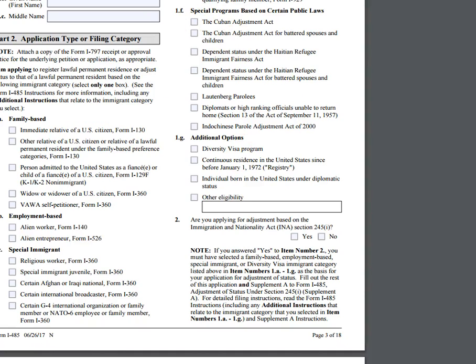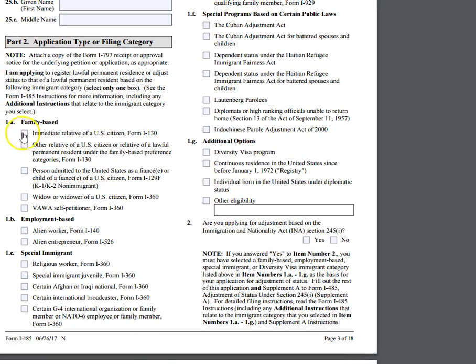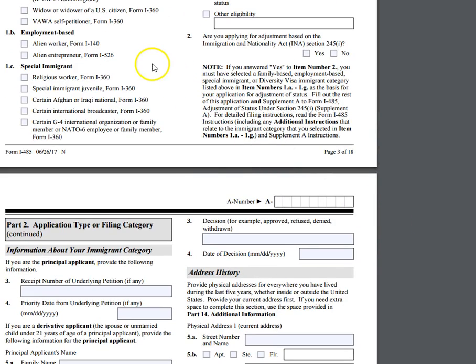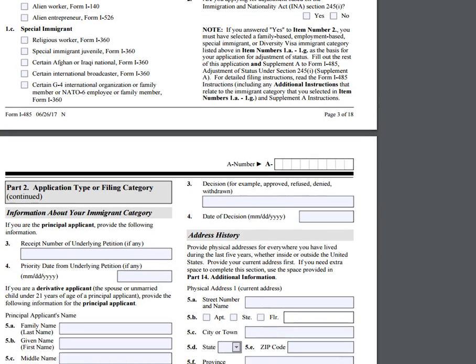As you can see, right now this new form is 18 pages, and we can see there are more specific questions like this one. We didn't have this application type, filing category. That's really interesting, because here you got this: immediate relative of a US citizen. So there is more detail for application type. It's also 19 pages. It wasn't that much before, so we have more detail. For example, here, we didn't have this.